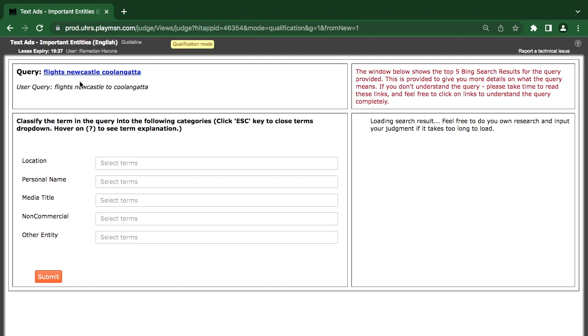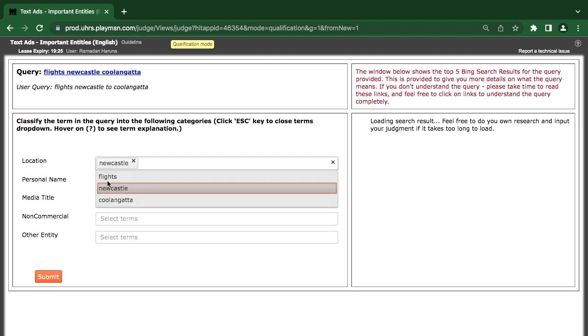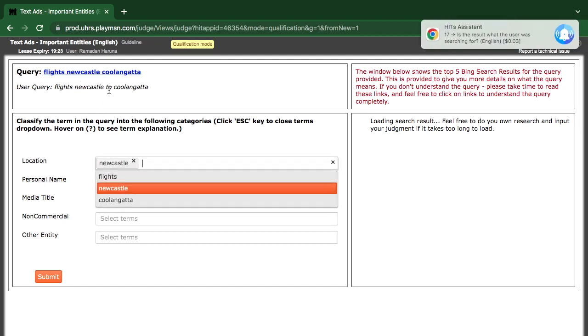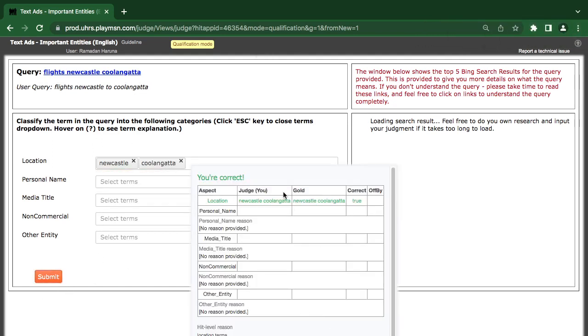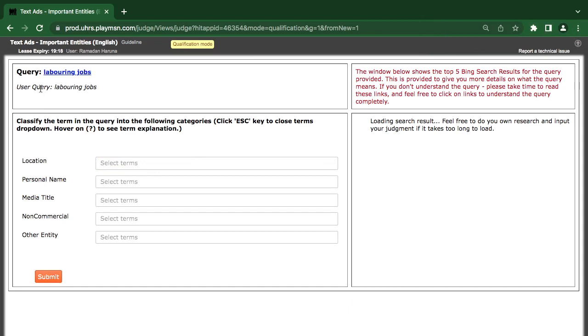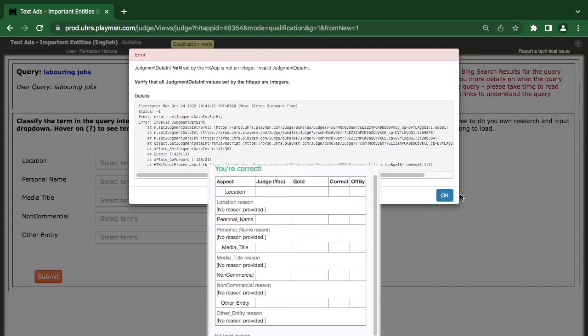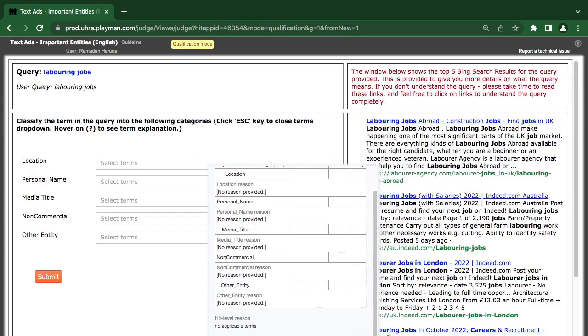Now you talk about flight, Newcastle to this place. So here is location. They say what? Laboring jobs does not have any, it's non-applicable time.